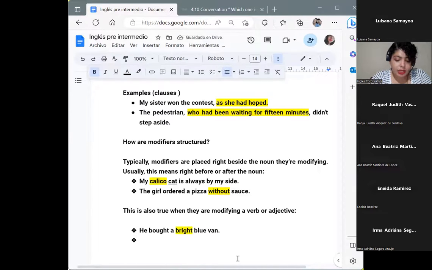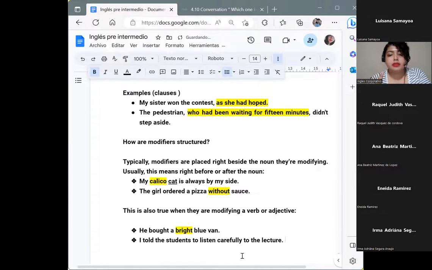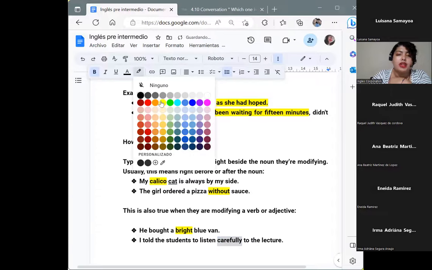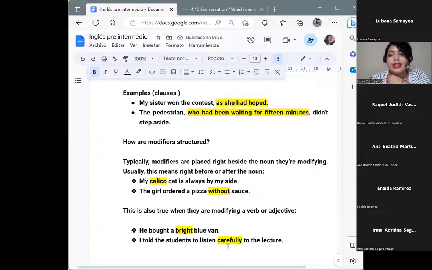Next one. I told the students to listen carefully to the lecture. Le dije a los estudiantes que escucharan, ahí el verbo, listen, carefully, con mucho cuidado la lectura, que escucharan con mucho cuidado la lectura. So, in this case, carefully is our modifier. And in this case, it is modifying the verb listen. Ahí está modificando el verbo escuchar, ¿verdad?